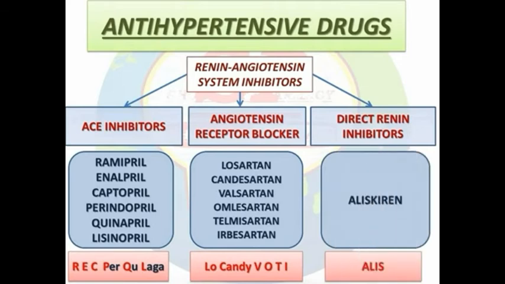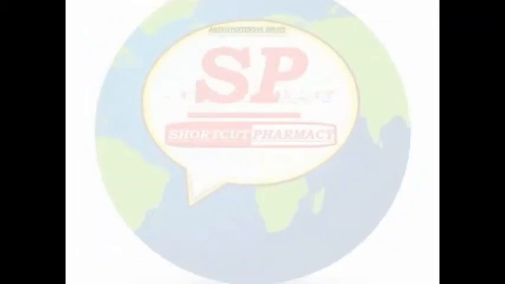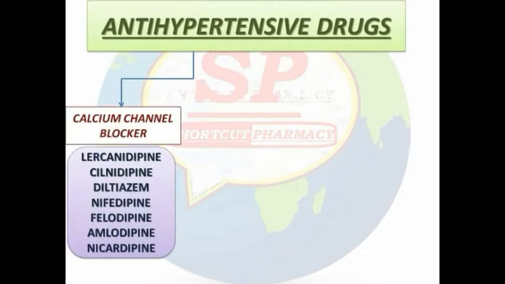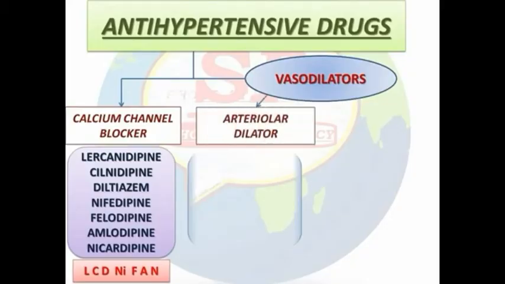We will see the whole classification of antihypertensive drugs. These drugs are used in cases of hypertension. So in these antihypertensive drugs, the first class is diuretics, and loop diuretics, thiazide diuretics and potassium sparing diuretics are used in hypertension.